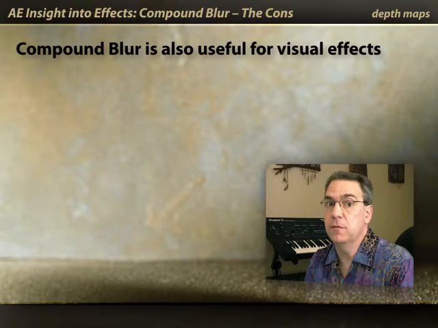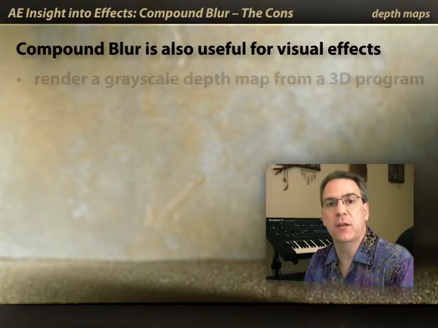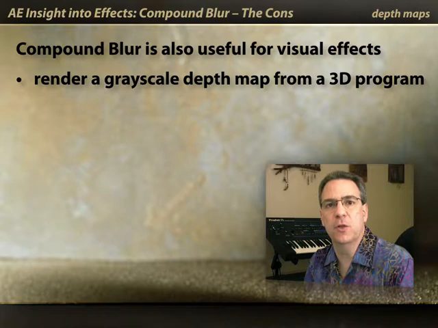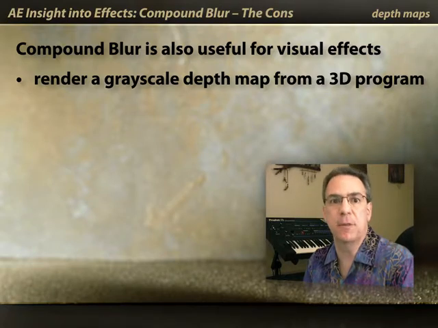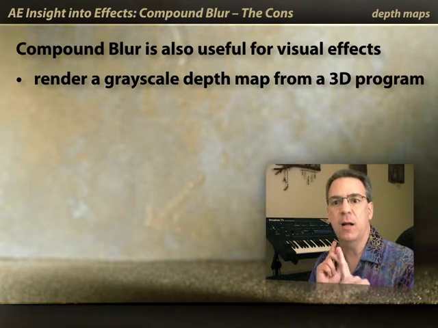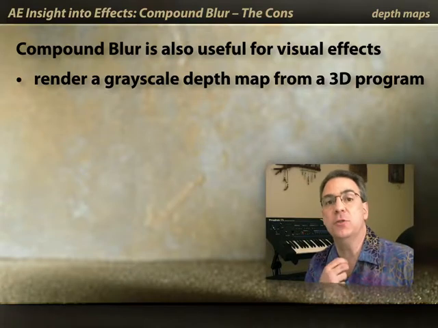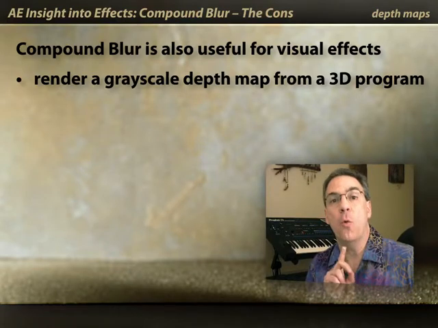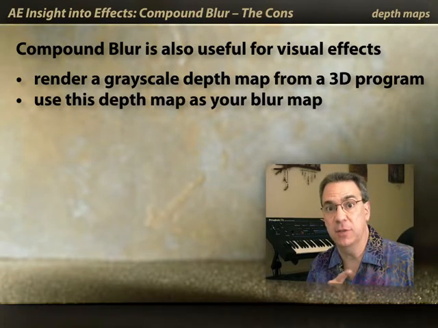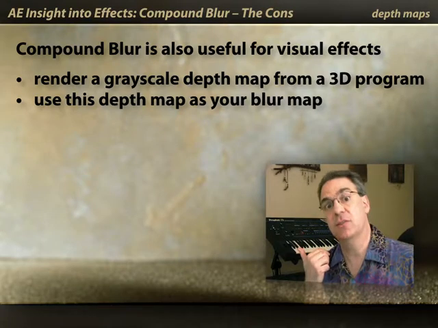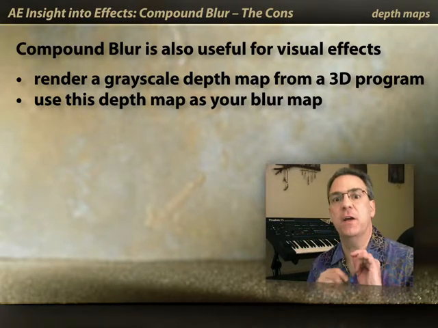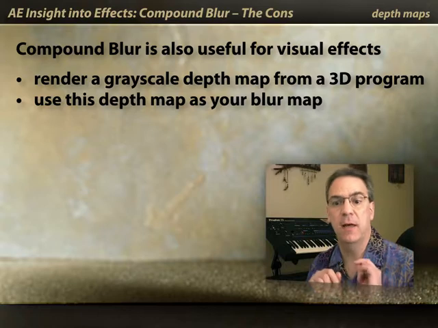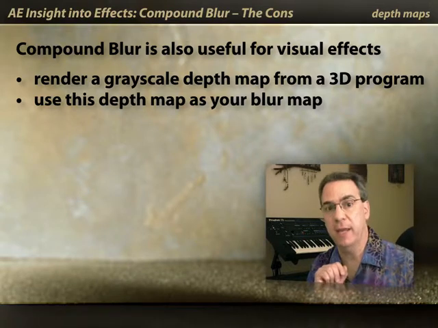Now, in addition to these creative applications we've been showing here, Compound Blur is very useful to visual effects artists as well. In a 3D program, you can often render what's known as a depth map or a Z-depth map that shows how far objects are away from the camera. This usually creates a grayscale image. Well, you can use that grayscale image with an effect such as Compound Blur to vary the amount of blur in your scene based on how far objects are away from the camera.